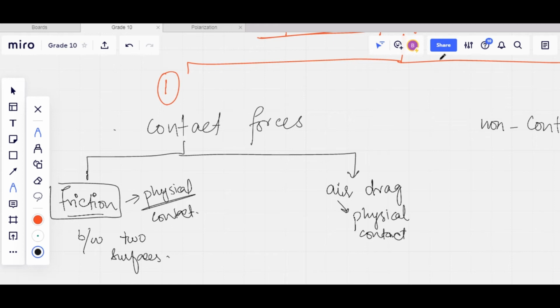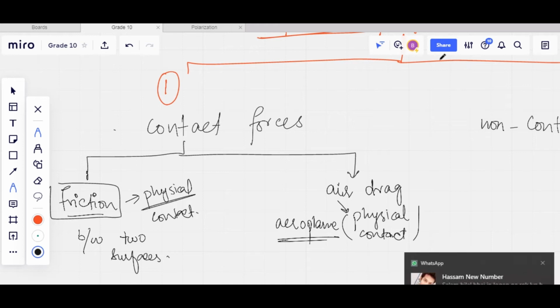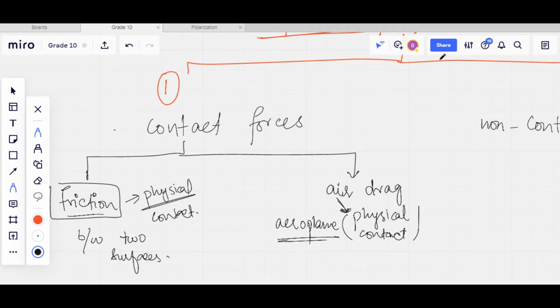And specifically, what we have seen in air most of the time is the plane. So aeroplanes do have air drag forces, and they use those air drag forces to slow down their speed, which is known as air brakes. So what is that air brake utilizing? Basically contact force. The air is in contact with the object, which is used for slowing down the speed. That is known as the air drag. This is also one of the contact forces.